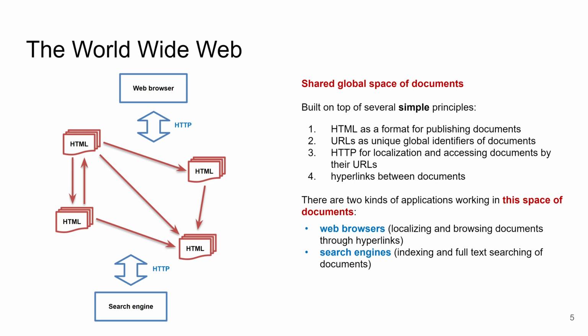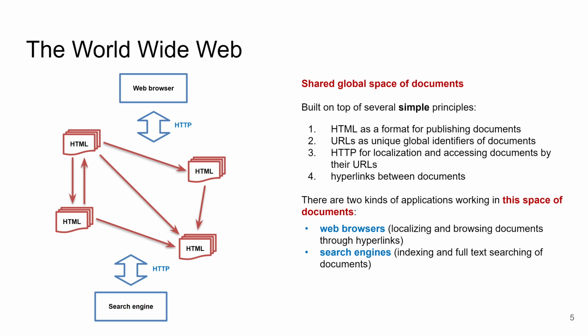They are very basic, and implementing those 4 basic principles allowed the web to grow to the size we know today. So it is very successful and based only on 4 basic principles. So the first principle is there is one format for publishing documents, and that is HTML. The second principle is there are URLs as unique global identifiers of documents.